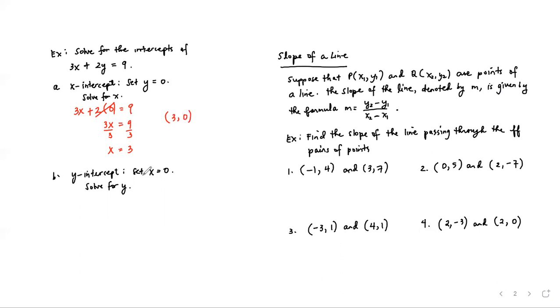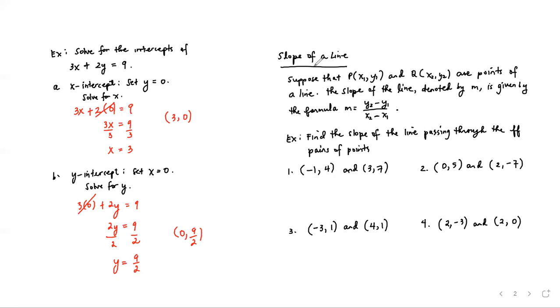Now for the y-intercept, we set x to be 0, and then we solve for y. So in this case, we have 3 times 0 plus 2 times y equals 9. And since 3 times 0 is 0, we just get 2y is equal to 9. And then dividing both sides by 2, we obtain y equals 9 over 2. So the y-intercept is equal to 9 over 2, and it corresponds to the ordered pair (0, 9/2).